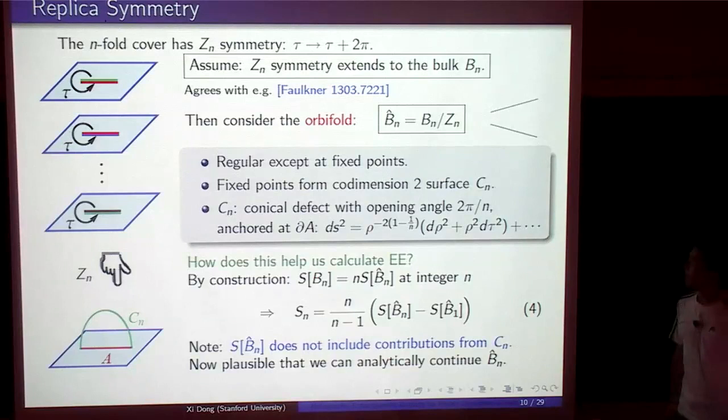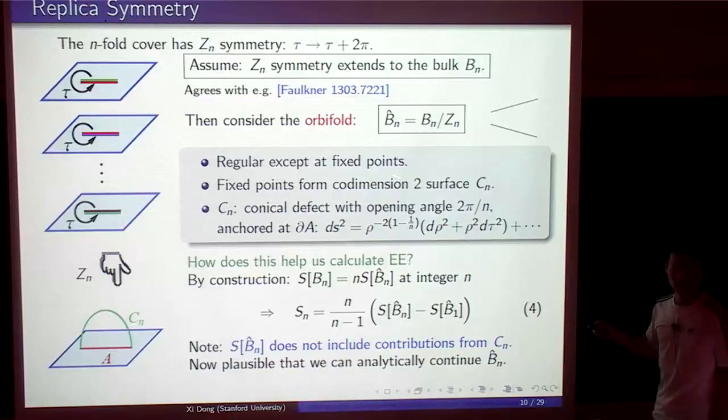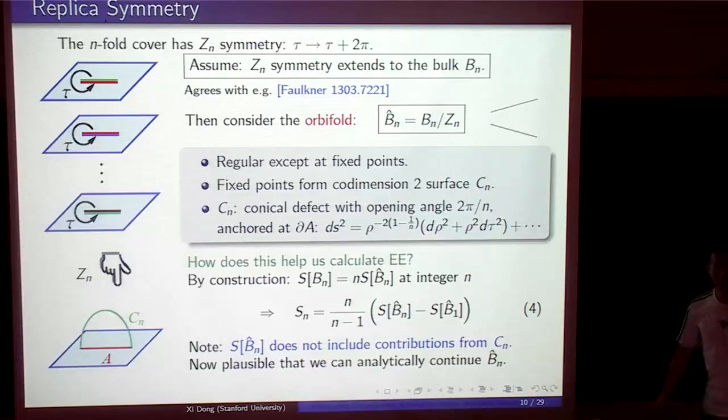And I would also leave it as an open question to investigate more what this means when it is indeed broken, for example, for the dominant saddle. So the idea is the dominant saddle point in the bulk geometry is one where you have a Z_n symmetry. Then with this assumption, we can consider an orbifold, where you mod out the solution by Z_n, and let me call that B hat, where B refers to the parent space.